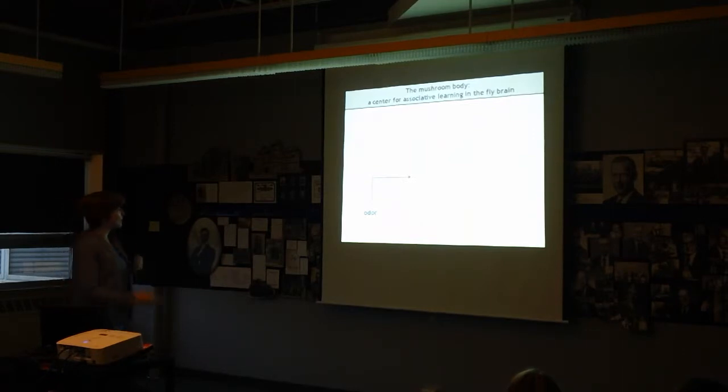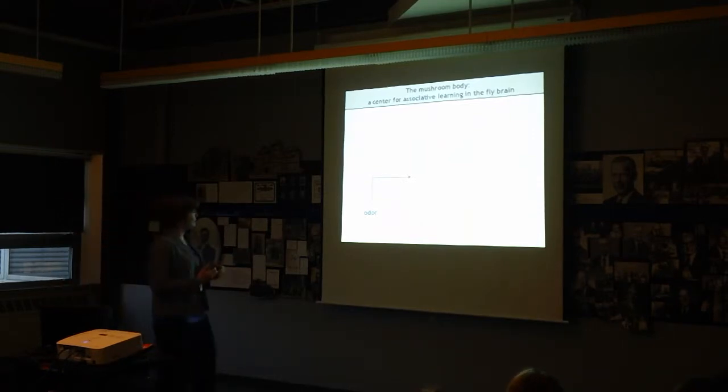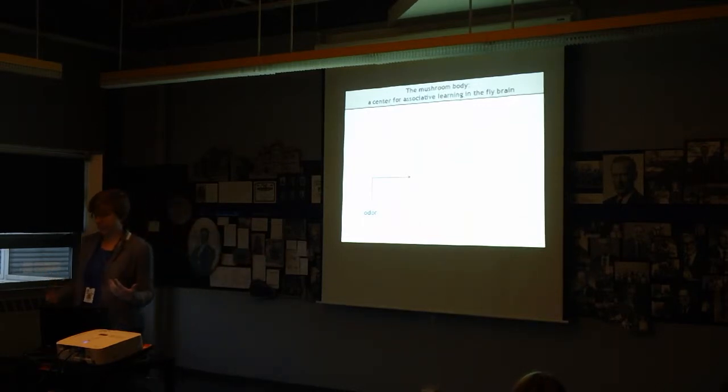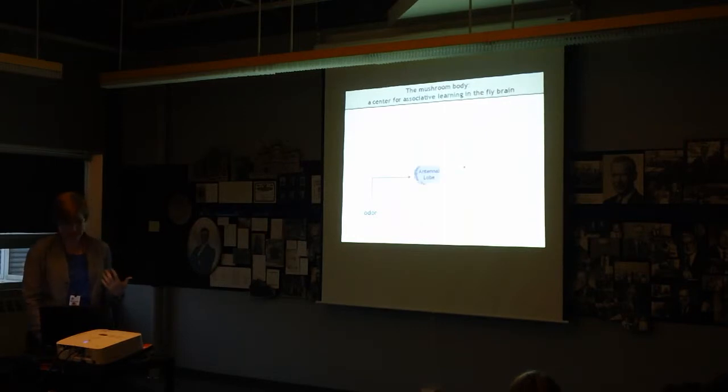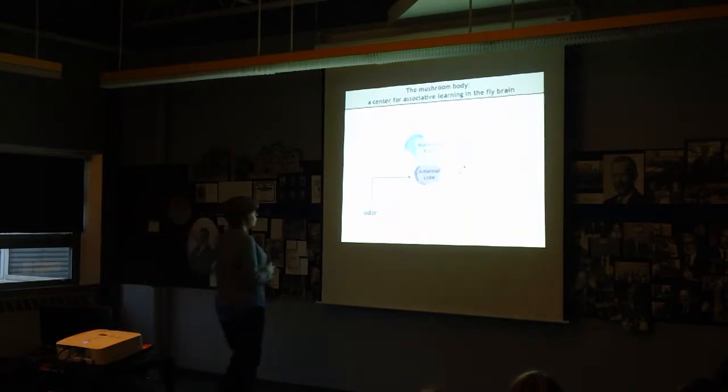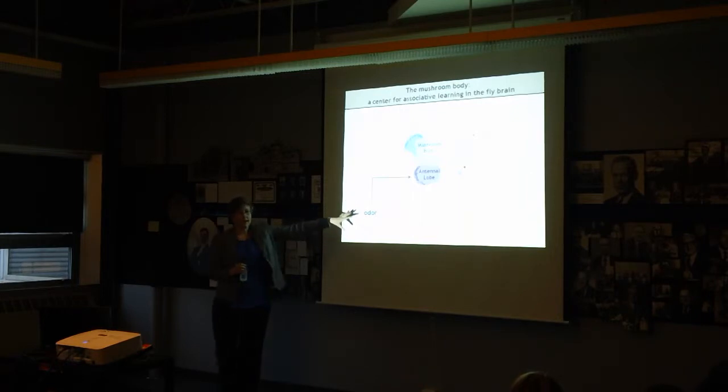So we know mostly about olfactory memory. If a fly smells a specific odor, and then you pair that odor with some kind of stimulus, a positive stimulus or a negative stimulus, this will allow the fly to learn that this odor is good or bad, has a positive or negative valence, is the way we can say that.